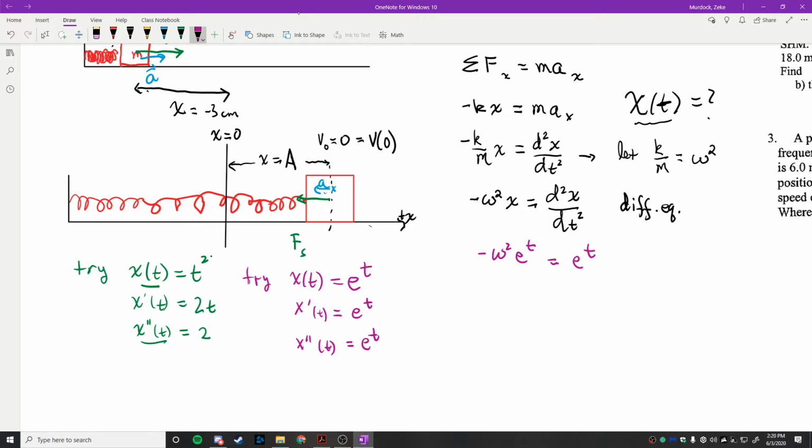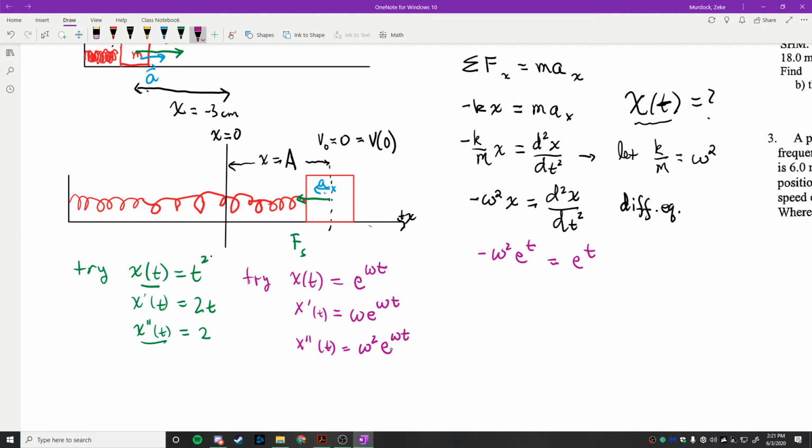E to the omega t, right. So here, let's change this. Now we're going to try e to the omega t. The derivative is now going to be omega times e to the omega t. And then the second derivative will be omega squared times e to the omega t.